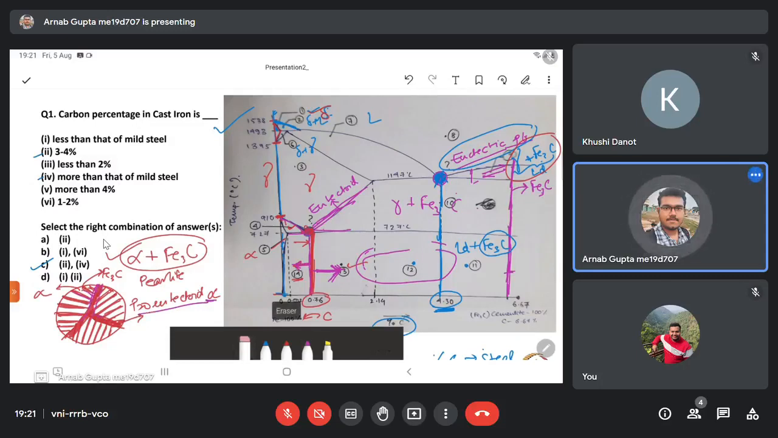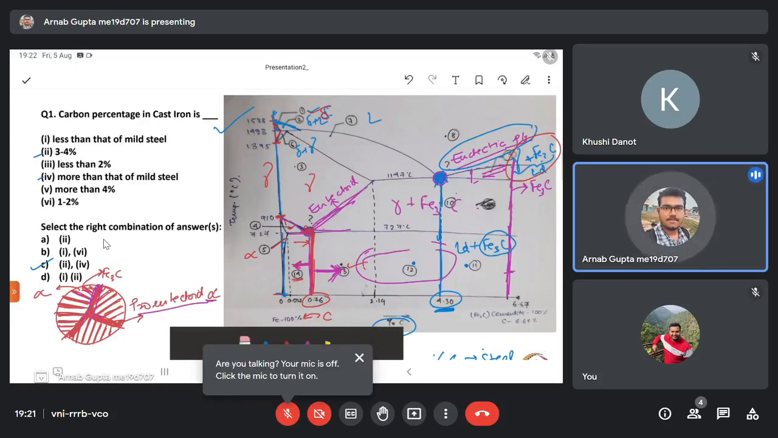So this is just like a deeper understanding of what you have read in your UG level of metallurgy pertaining to the iron carbon diagram. So do you have any other doubts regarding this iron carbon diagram? Then we can clarify that here only.